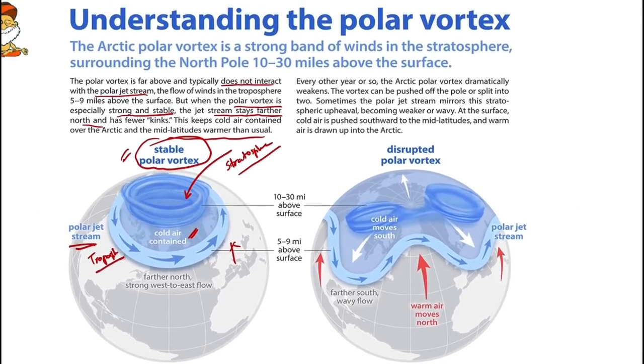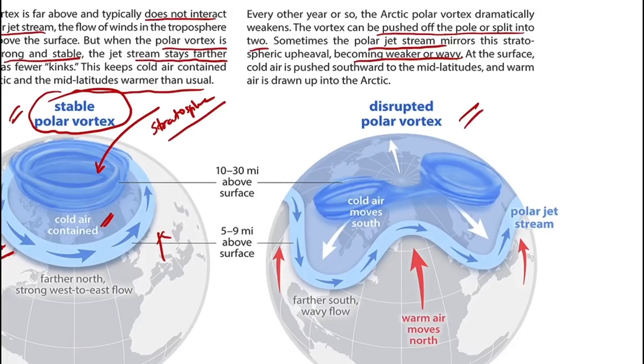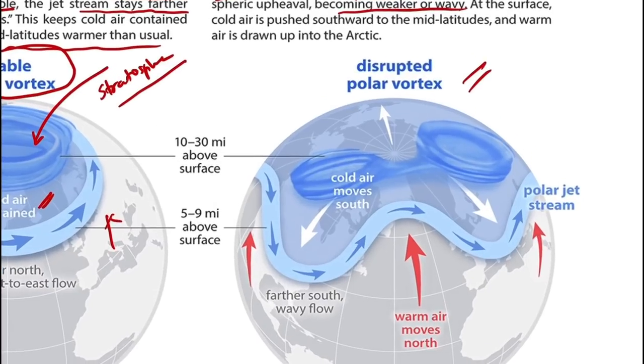So let's see what is happening in the second case, where we have a disturbed polar vortex. Whenever the Arctic polar vortex is weak, what is happening? The vortex can be pushed off the pole or split into two parts, because of which the polar jet stream also becomes weaker or wavy. As you can see in the figure, the polar jet stream looks like meanders. What is happening in this particular case? The warm air from the mid latitudes tries to push over the Arctic region. The warm air is drawn into the Arctic, whereas the cold air tries to move southwards.